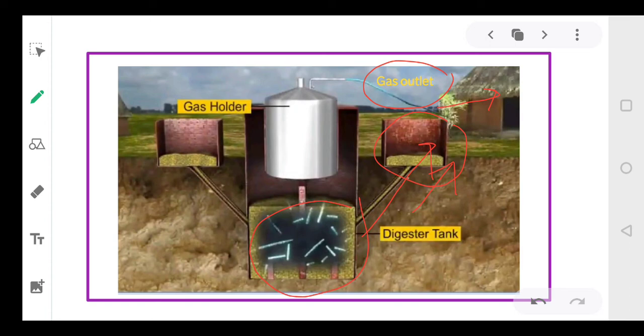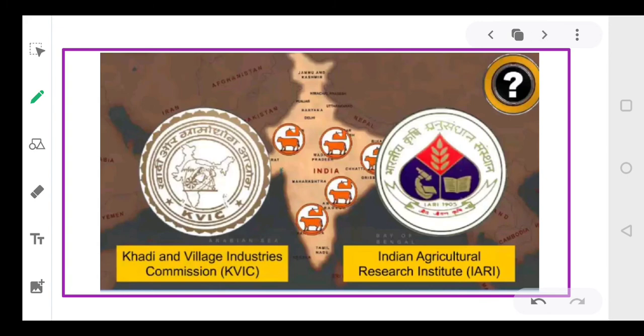And dear students, as we already know, cattle dung is available in large quantities in rural areas. So we can use this cow dung for a variety of purposes. Each portion of the cow dung is utilized, nothing is left as waste. The leftover slurry is utilized as a manure, while the gases which are produced are utilized as a fuel in our houses.